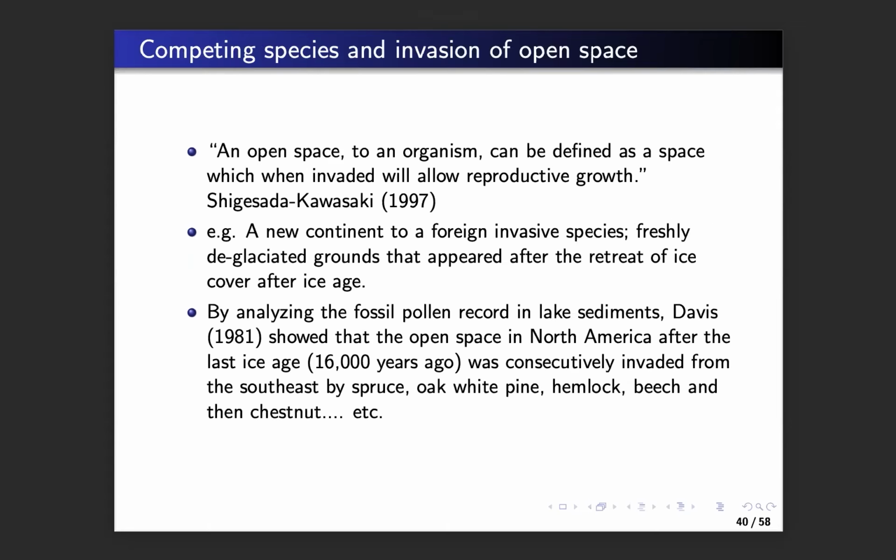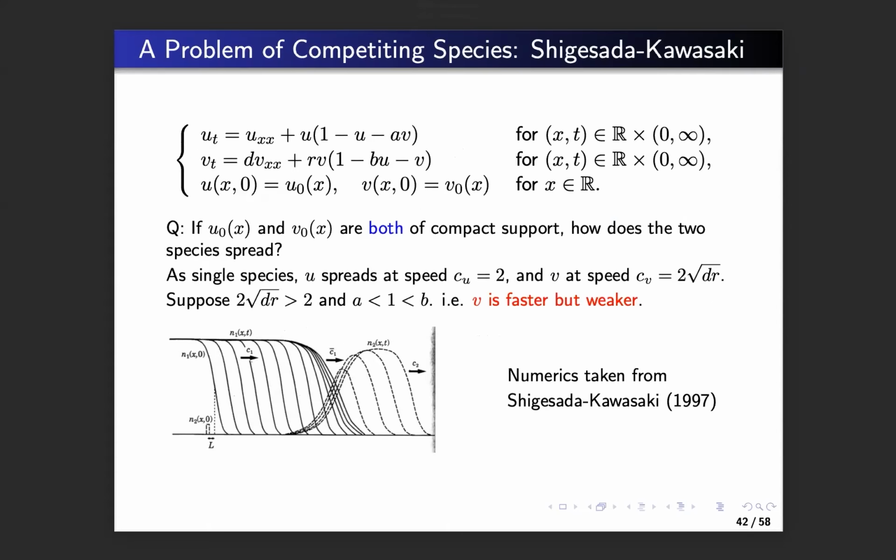For the last part of my talk, I will talk about a related problem in competition systems. Okay, I will just talk about them without proof. So in the competition system, one can consider a problem proposed by Shigesada and Kawasaki. They proposed to study the spreading of two competing species with compactly supported initial data.